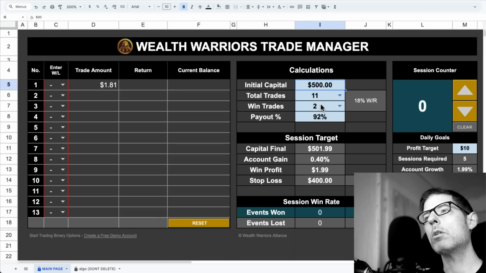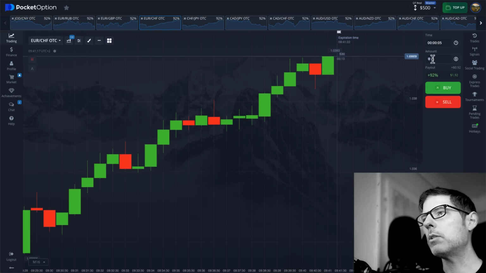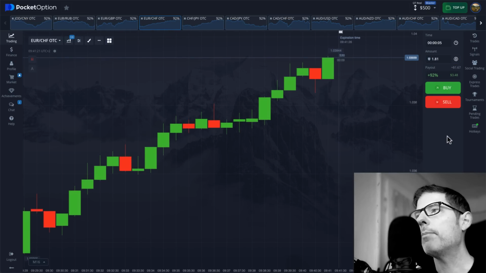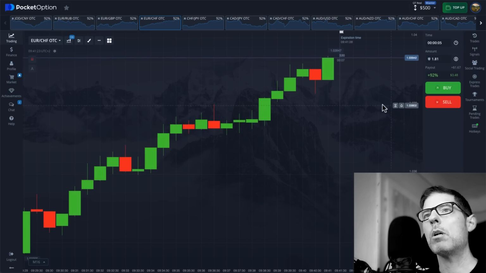So I must win 2 out of 11 trades to make this one trading session profitable. That's pretty doable for me, especially with the Fast Five strategy. The first trade amount is 181, so I will make sure to enter that trade amount inside Pocket Option, 181. Great. And we're going to be using OTC markets.